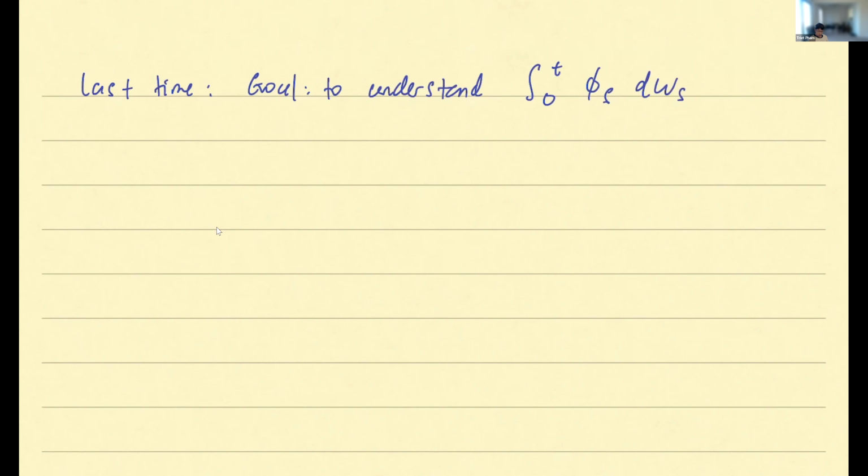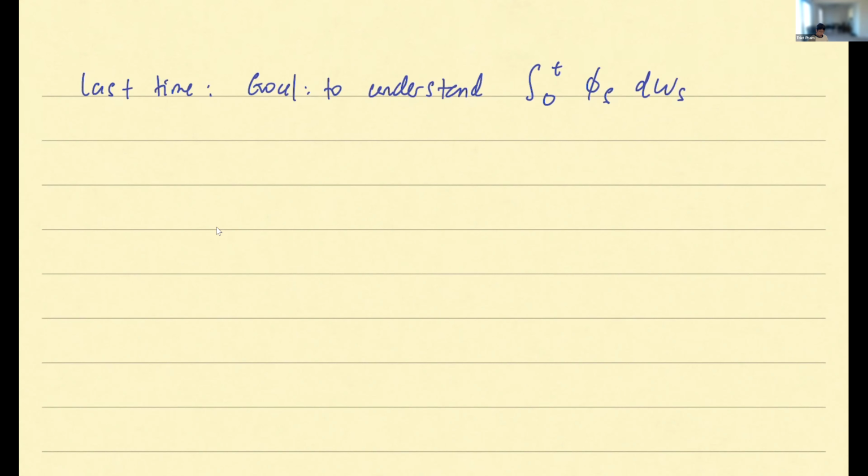All right, so let's start then. So we were discussing, right? So our goal is to understand the integral of some adapted process against Brownian motion.